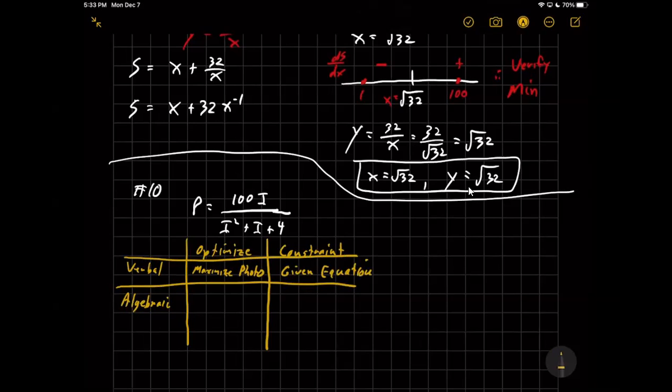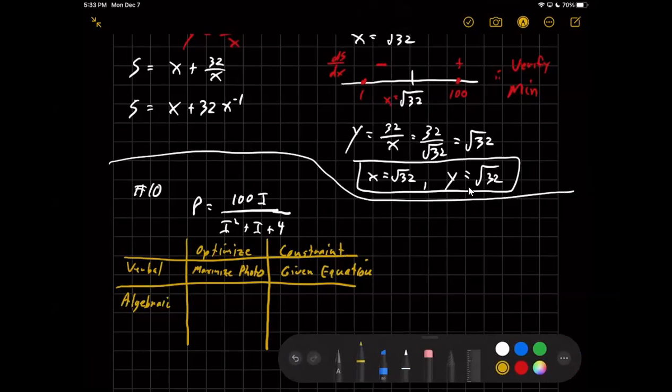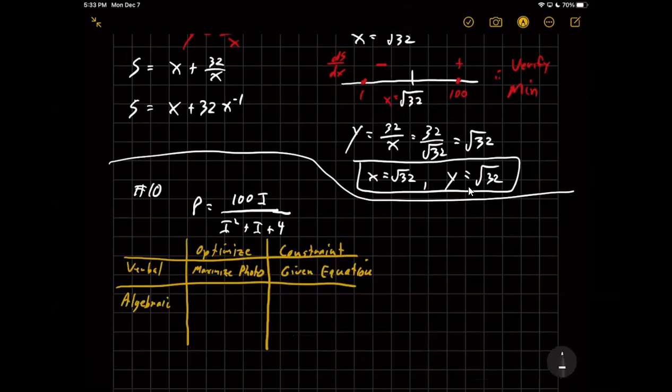Okay, so we can just say what is it that we're going to maximize? We're going to optimize. So algebraically we have this constraint equation: P is equal to 100 I over I squared plus I plus 4. We're also going to be optimizing P, so it kind of goes in both boxes in this case. So we want to make P a maximum, but we're also constrained by the relationship that we have here.